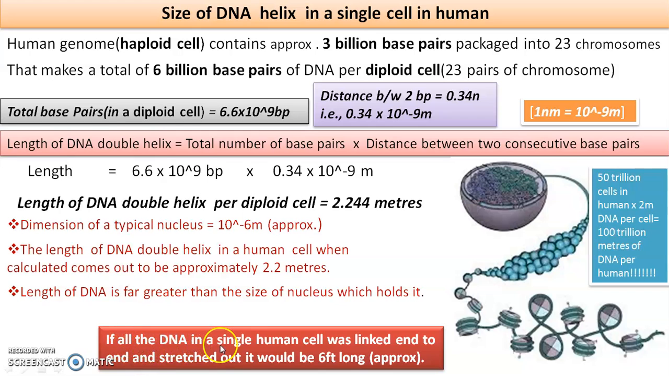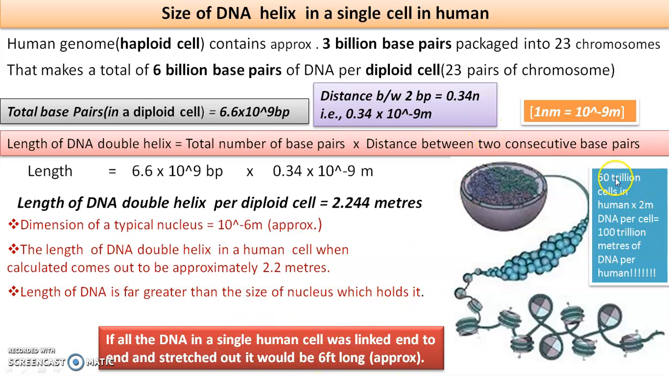And if all the DNA in a single human cell was linked end to end and stretched out, that is 2.2 meters, it comes to around 6 feet long. This is just a knowledge thing I have written. 2.2 meters is around 6 feet long approximately. This is about one human cell.